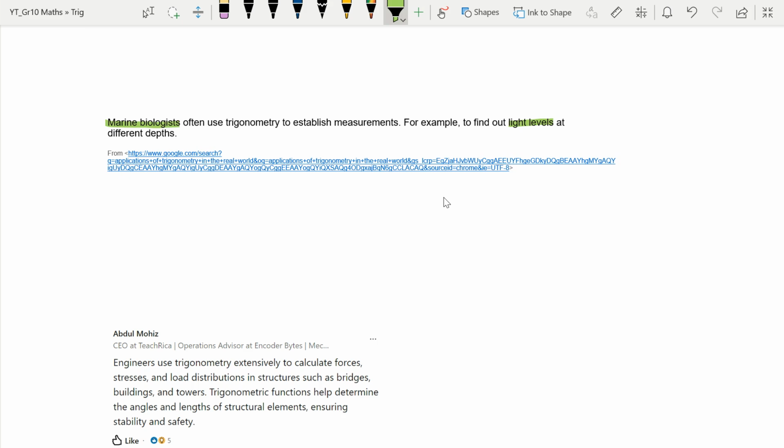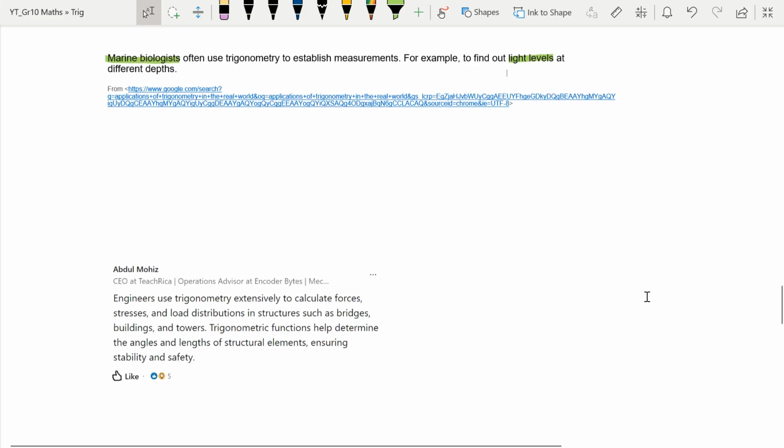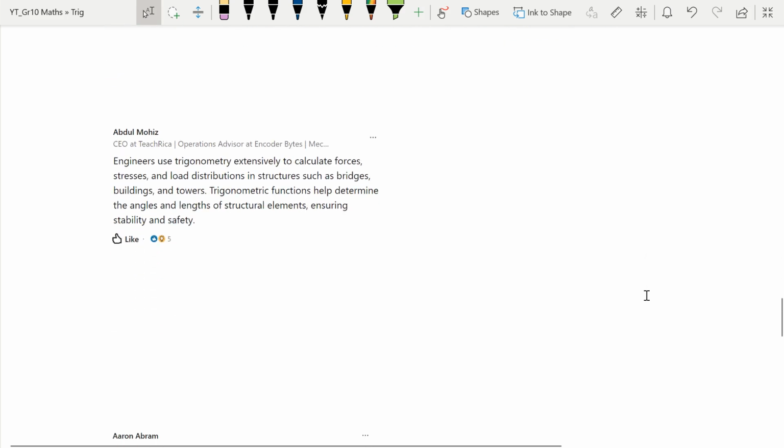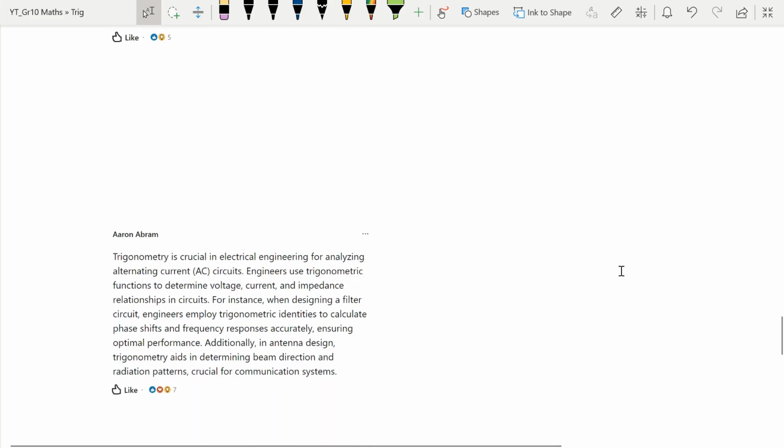And then I came across an interesting thread of people sharing where trig gets used. Engineers use it to calculate forces. So I'm just going to skim over it: calculate forces and stresses. And it has a lot to do with safety and stability. That definitely caught my eye when you're building structures like bridges, buildings and towers. So clearly the stability and safety is so important, and trig helps with making sure that it is.